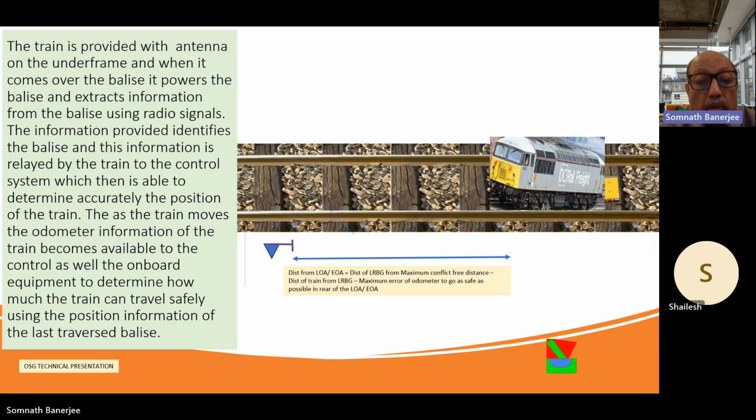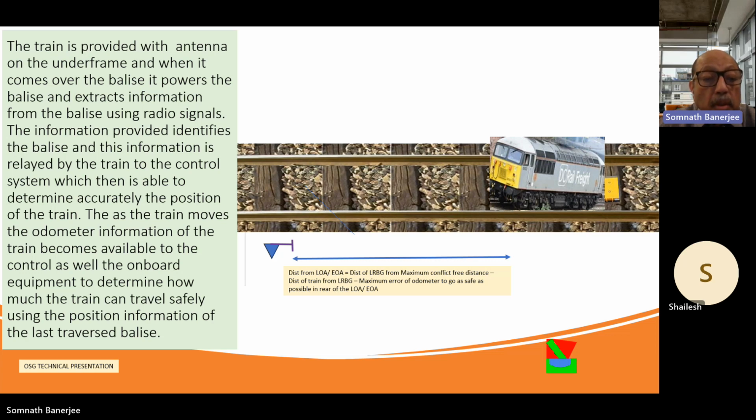Now, the mechanism by which it works is by means of an antenna below the underframe. The antenna, when it passes over the balise, extracts information from the balise using radio signals. The information provided identifies the balise, and this information is relayed by the train to the control system, which is then able to determine accurately the position of the train. This is where the odometer error is corrected and is considered as zero.